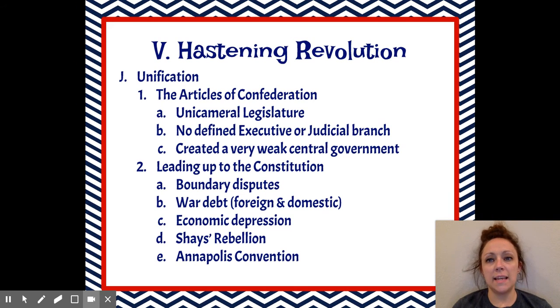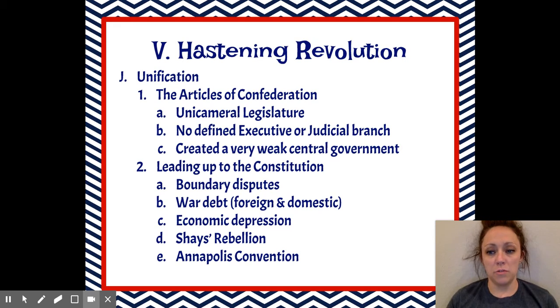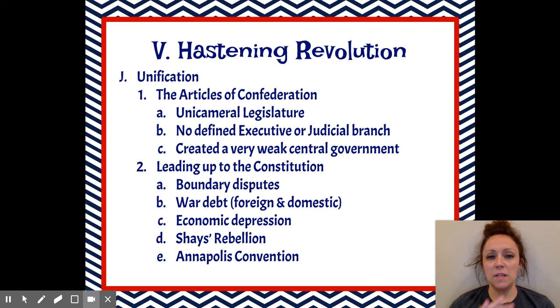So we have a few different things that happen that lead up to the creation of our Constitution. The first, we've got boundary disputes. So basically, these different states were arguing among themselves as to whose boundary was where and whose territory was what. And the Articles of Confederation granted the federal government very limited power. So they could basically just suggest solutions to these problems.